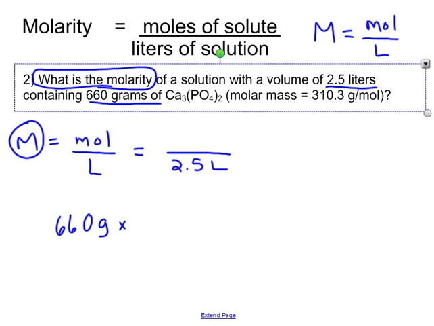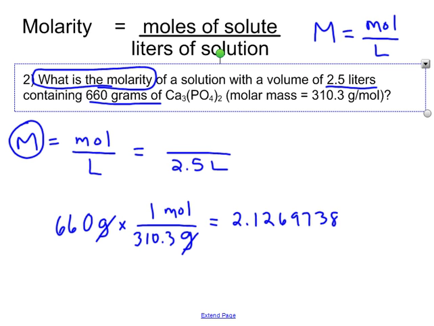660 grams of calcium phosphate needs to be converted. Setting up our molar conversion, 1 mole of calcium phosphate is equal to 310.3 grams. So when we multiply 660 times 1 and divide that by 310.3, we get the number 2.126973896 moles, which of course has too many significant figures. Going back to 660, we see 2 significant figures, so we must round this number to have 2 significant figures, and that would result in 2.1 moles.